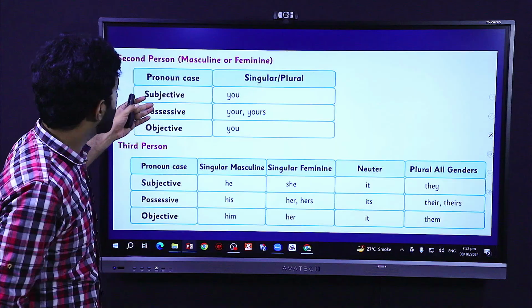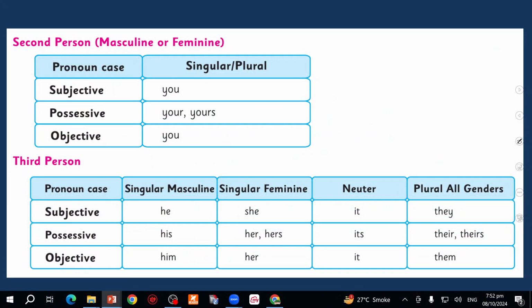Now, let's talk about the second person. We know that you is for second person. So, the pronoun case for second person is the same: subjective, possessive, and objective, but for singular or plural second person, we are both referring to you.